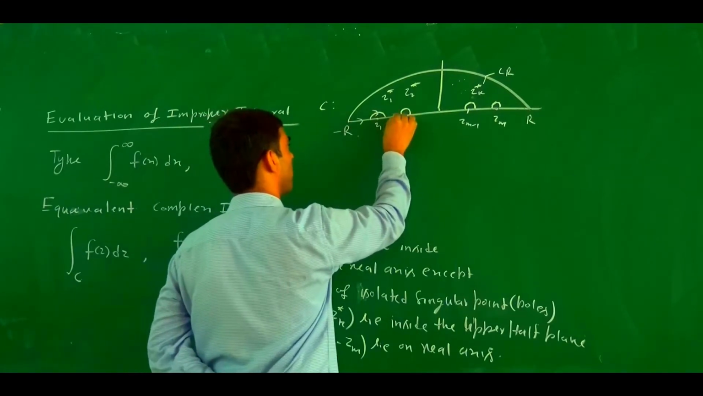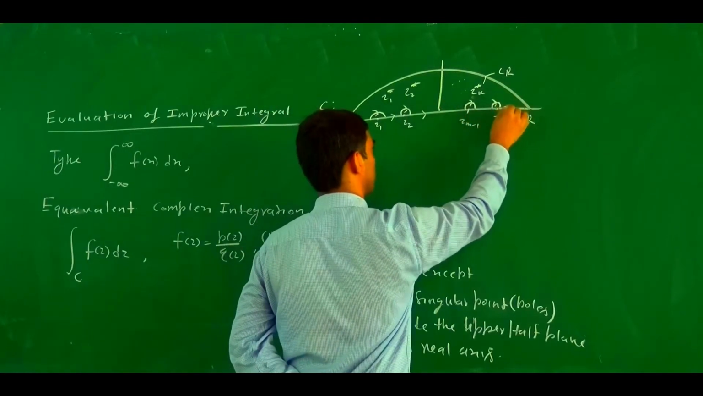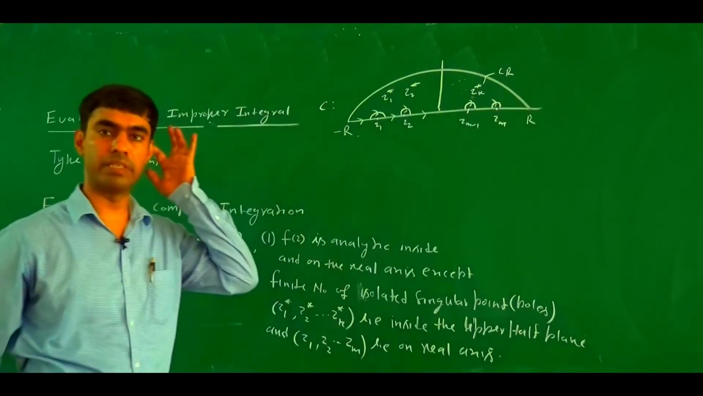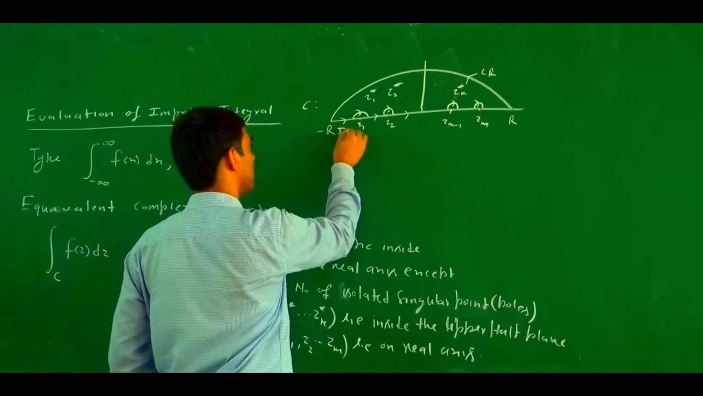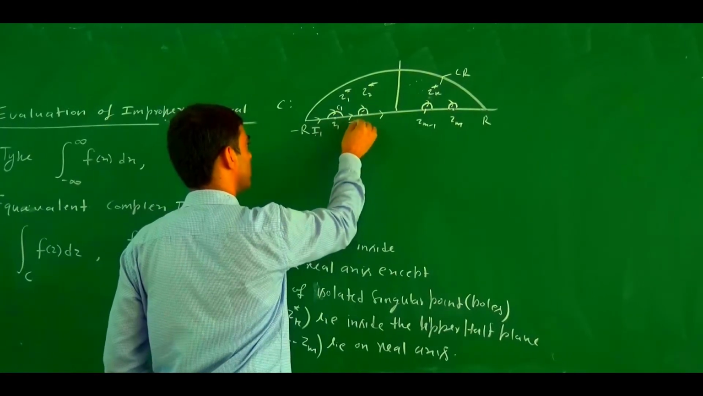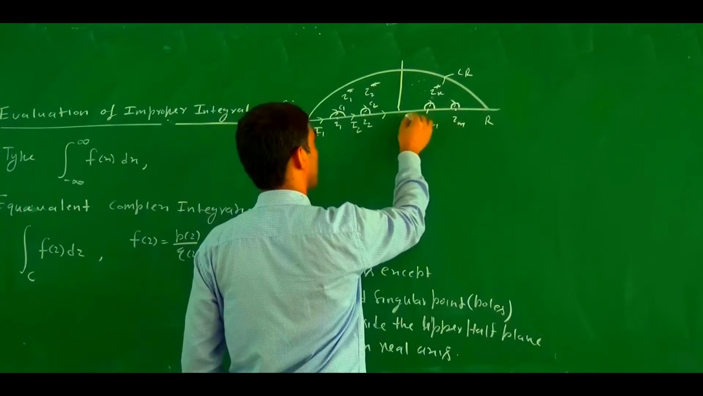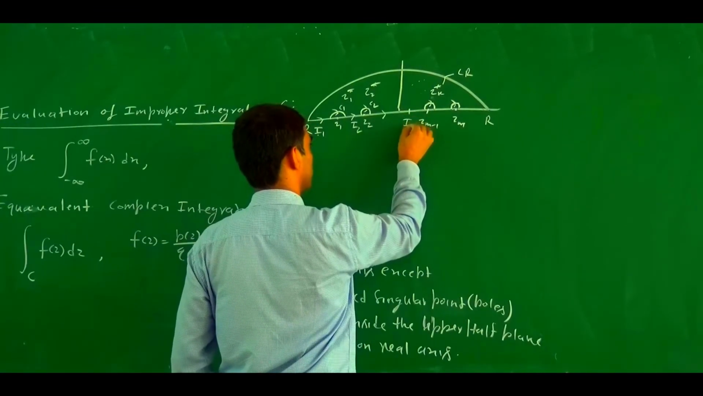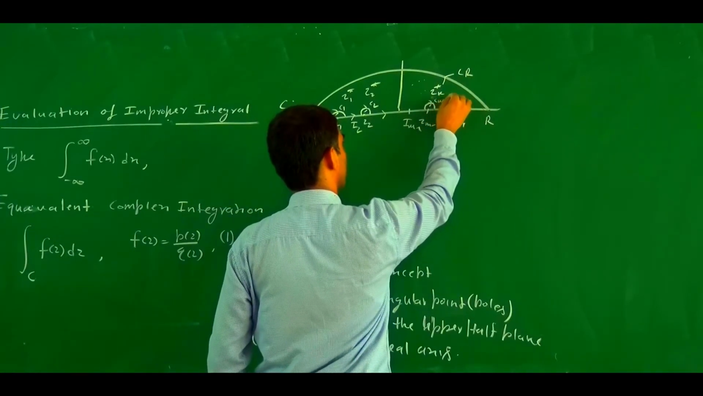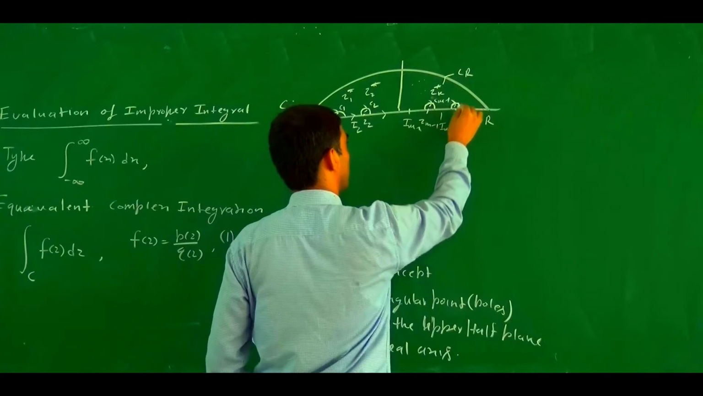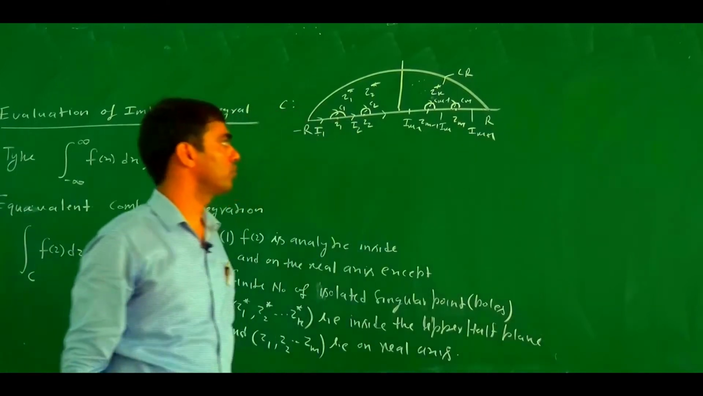And this is the orientation. Suppose this part is I1, this is C1, this is I2, this is C2. Similarly, this is I m minus 1, and this is C m minus 1. This is I m, this is C m, and this is I m plus 1.